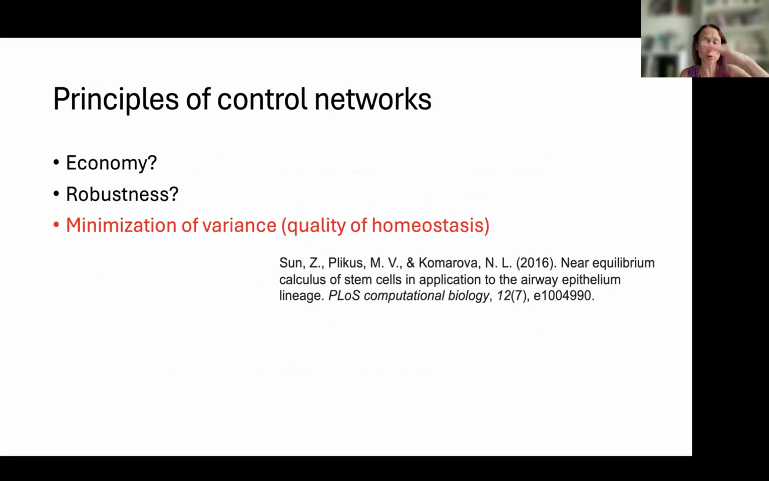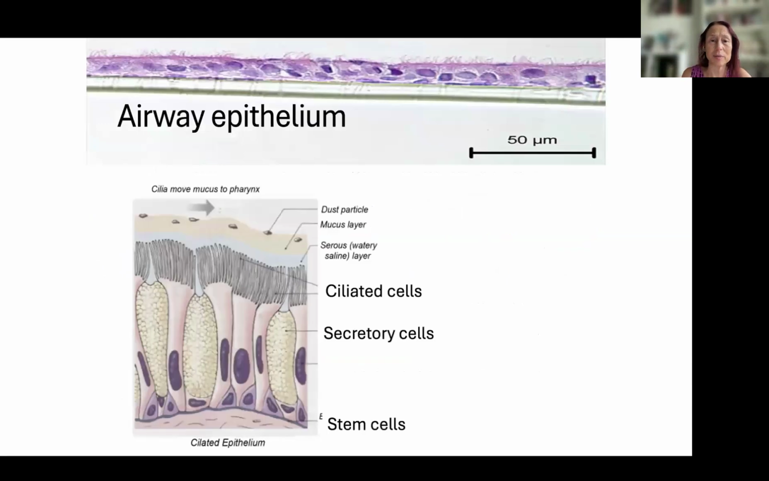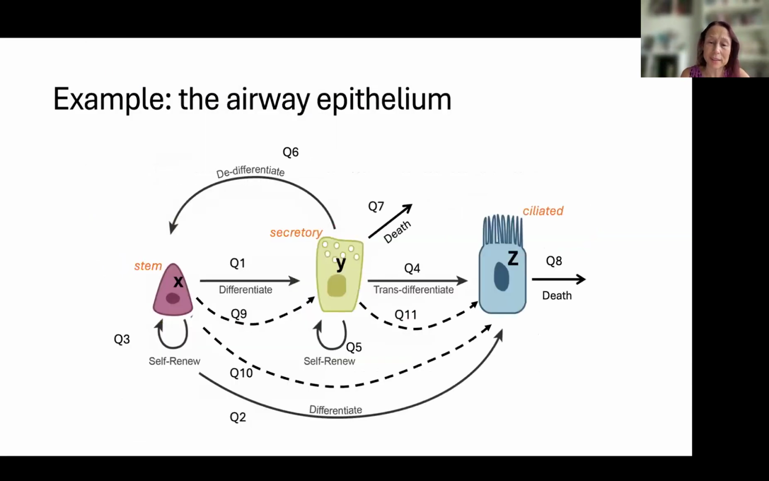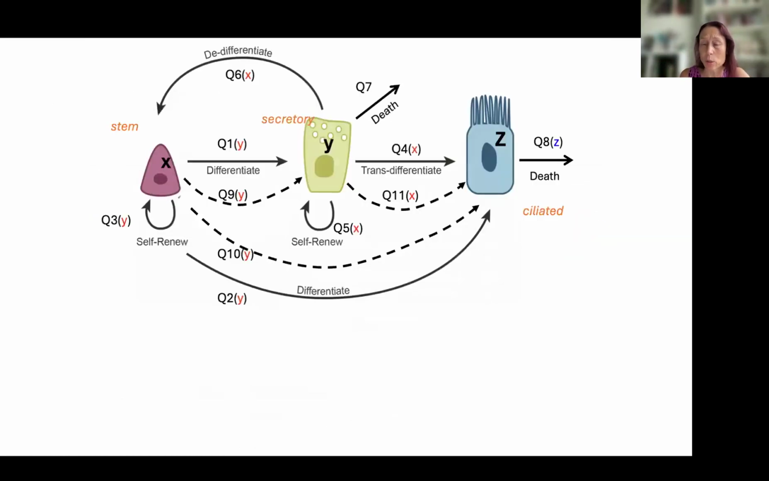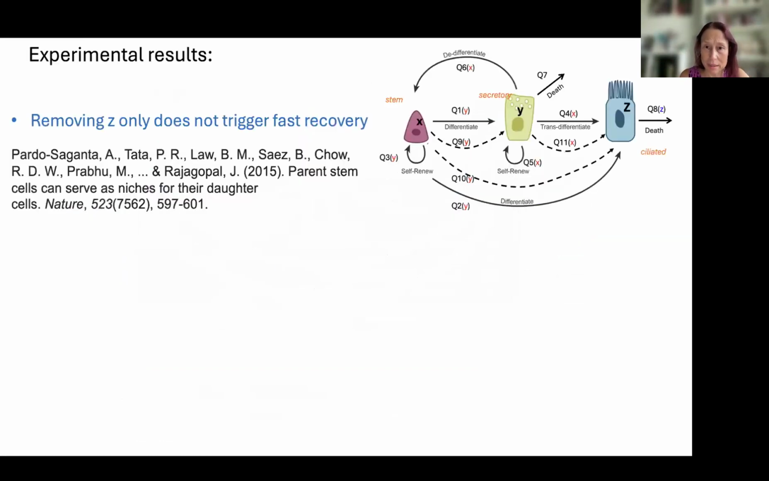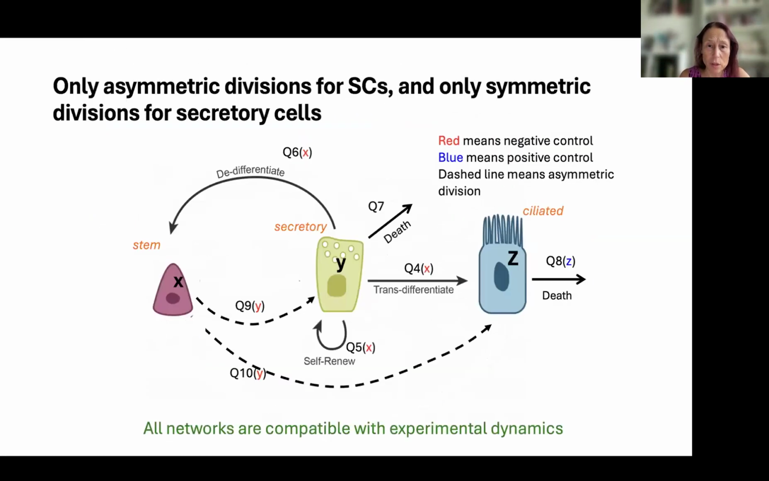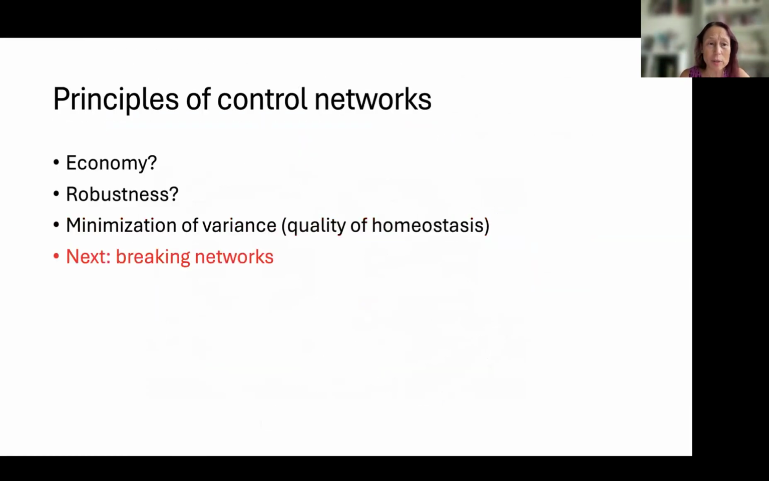So when the number of cells oscillates or fluctuates around its equilibrium, it's probably good from the point of view of the organism to minimize these oscillations. And based on that, we were able to narrow down networks that operate in airway epithelium in mice. Okay. So now we're talking about breaking networks. That's where I stopped last time.